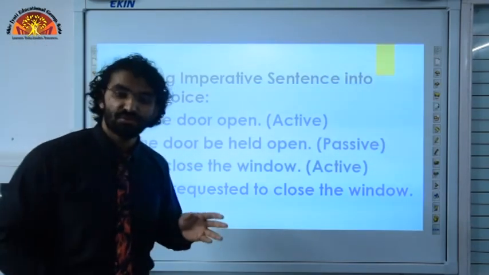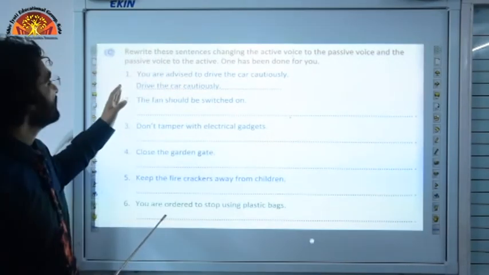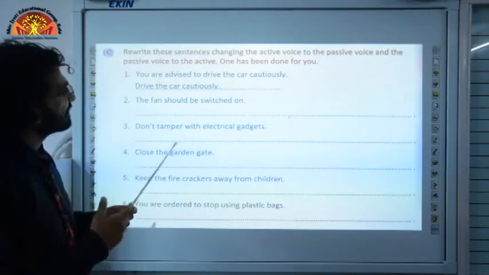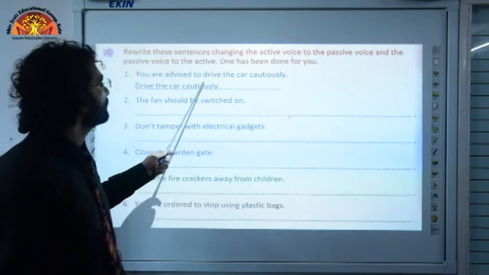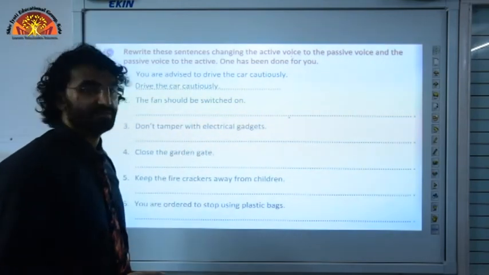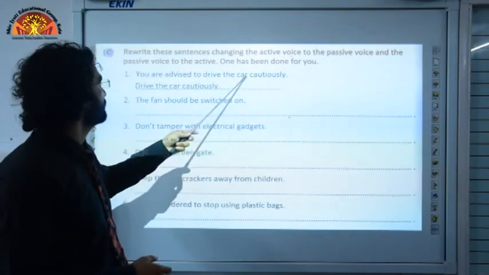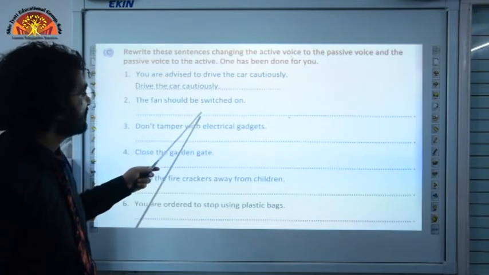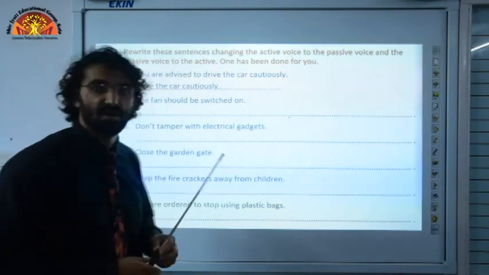We are going to try to solve the next exercise. Rewrite these sentences, changing the active voice to the passive voice and the passive voice to the active voice. One has been done for you. You are advised to drive the car cautiously. Drive the car cautiously. From passive, we have come to the active. The fan should be switched on.